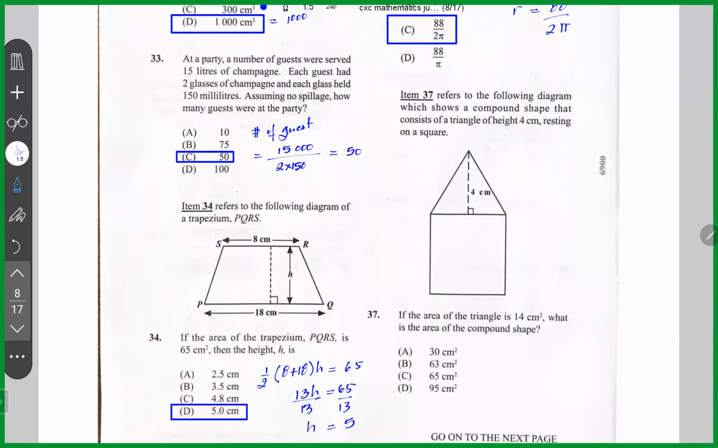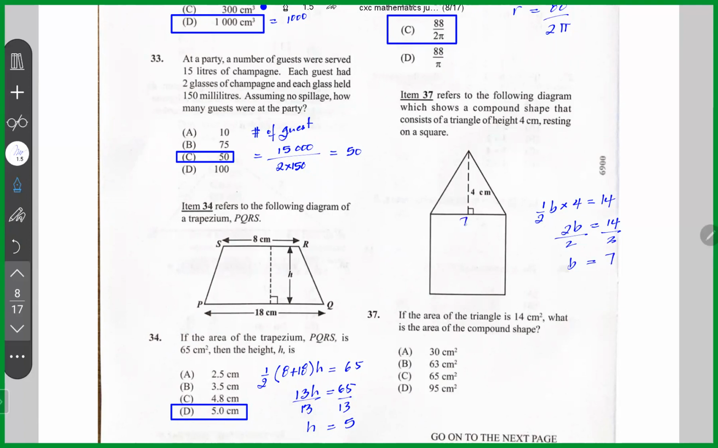37 refers to the following diagram, which shows a compound shape that consists of a triangle of height 4 centimeters resting on a square. If the area of the triangle is 14 centimeters squared, what is the area of the compound shape? All right, so the area of the triangle is half base, which we don't know, times the height, which is 4, and it's equal to 14. So half of 4 is 2, 2 times b is 2b, is equal to 14. So the base of the triangle is 7.